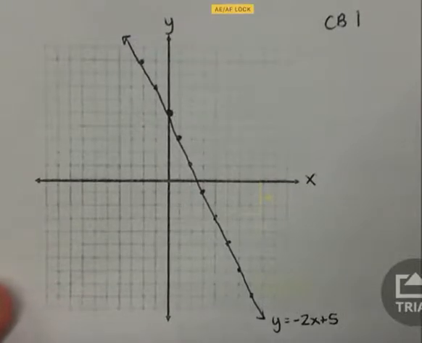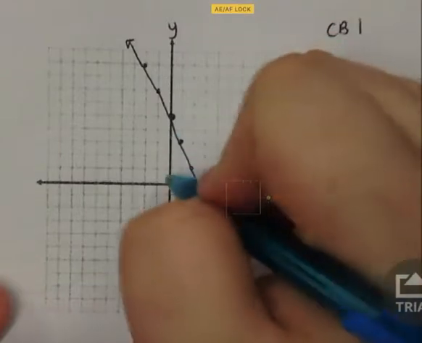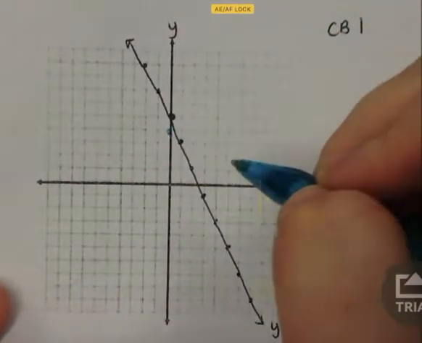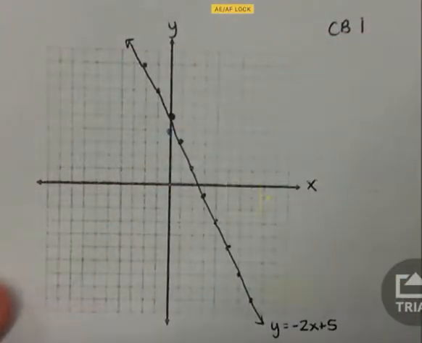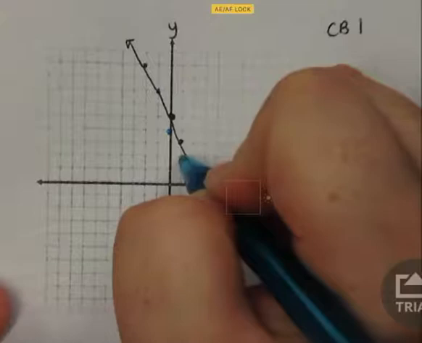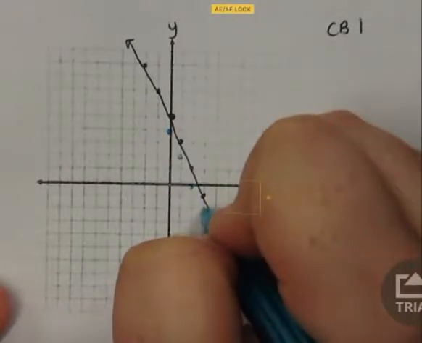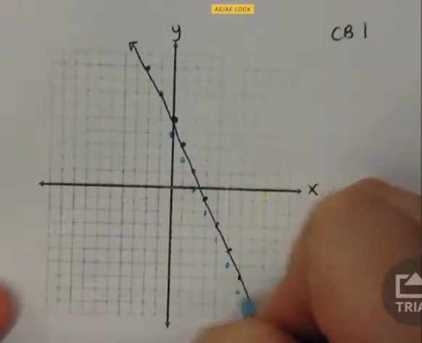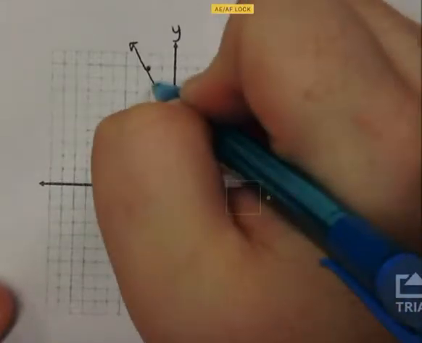Next we're going to do the line that was parallel. It was negative 2x plus 4. So in this case we're going to 1, 2, 3, 4. It gets really close to that line. We're going to do negative 2 again, so that means down 2, right 1. Down 2, right 1. And we're going to just keep going until we reach as many as we can. And then I can go up and left 1 as well.